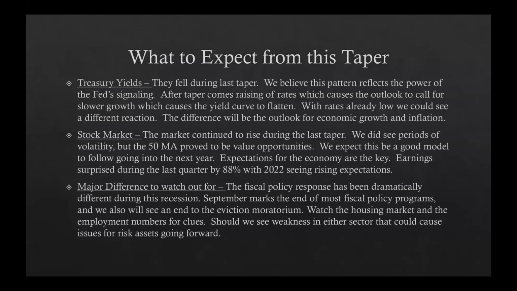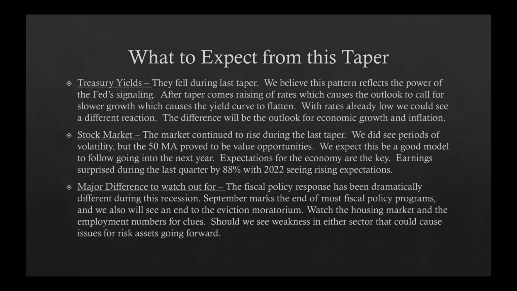What we don't know yet, obviously, is whether or not this Delta variant is going to be an issue and how that affects us. And there's one other major difference to watch out for: the fiscal response during the pandemic was dramatically different than what we saw during previous recessions. September marks the end of these fiscal policy programs. So the unemployment insurance is gone. The eviction moratorium was overturned for the final time.